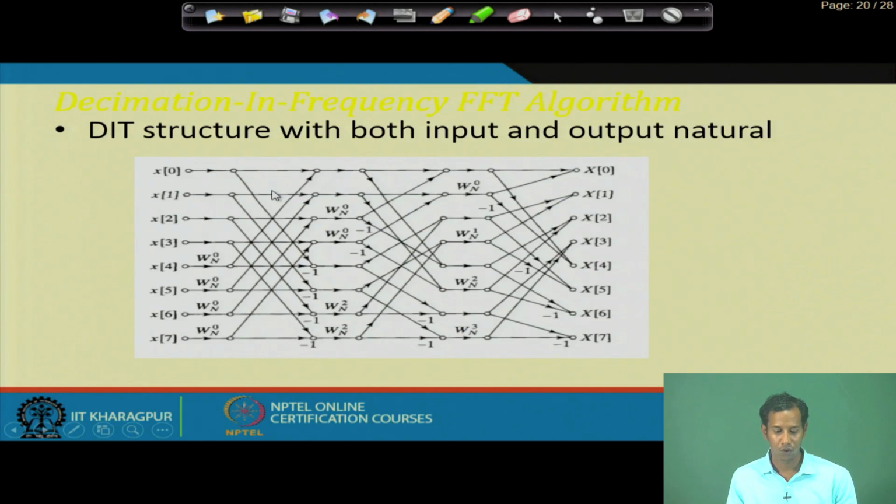In the decimation in frequency case, the initial computation will be x0 with x4, then x1 with x5, x2 with x6, x3 with x7, and then we will get the corresponding output something like this.